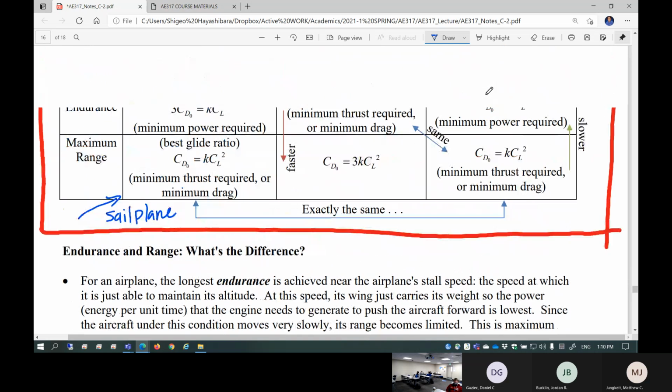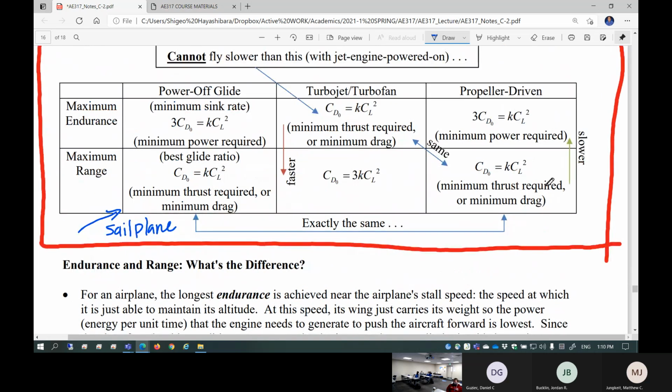So the condition here is minimum thrust required, or minimum drag condition. This is going to optimize your range here and here. So this is essentially the best lift-to-drag ratio for a sailplane. The same equation applies to a propeller-driven airplane. The only exception for turbojet and turbofan is, of course, that the jet engine cannot slow down that much. But the great thing is that you can fly much faster with a turbojet or turbofan, so you can actually optimize your range.